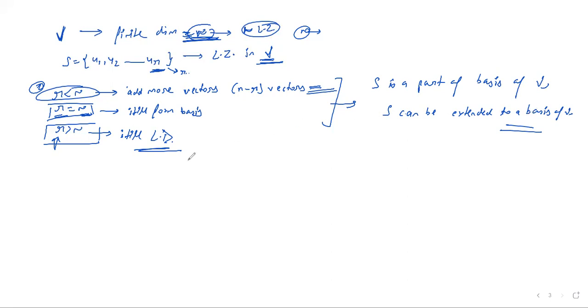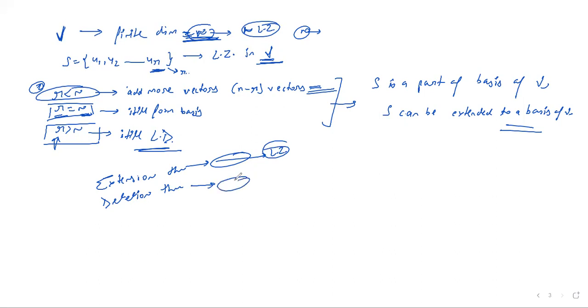Before studying these two important theorems, the extension theorem and the deletion theorem, we have just named them: the extension theorem is about adding linearly independent vectors for the basis, and the deletion theorem is about removing linearly dependent vectors. Before studying them, let's just see an example.